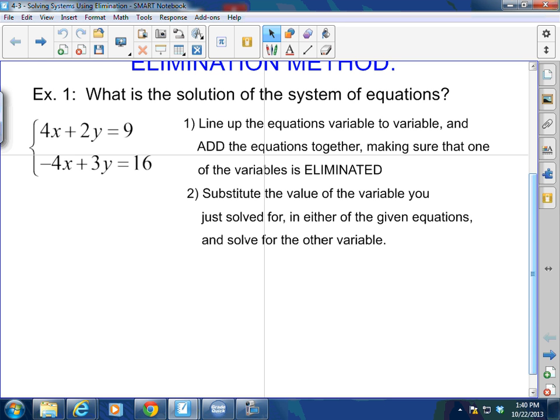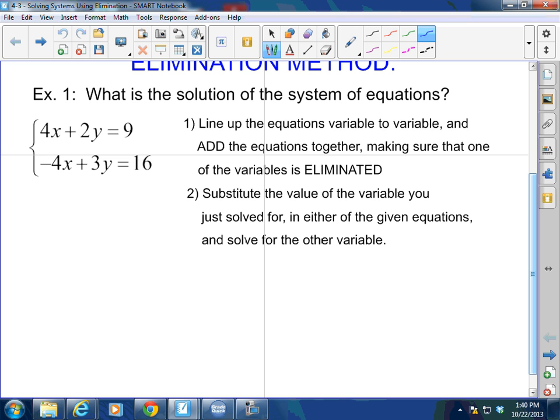What is the solution of the system of equations? You have 4x plus 2y equals 9, and negative 4x plus 3y equals 16. First of all, how do you know that I would even do elimination here? Why can't I solve for y? Well, you can. If you wanted to solve for y or x and do this through substitution, you are allowed. However, when they present you a problem in standard form like this, remember ax plus by equals c, you can try to eliminate one of the variables.